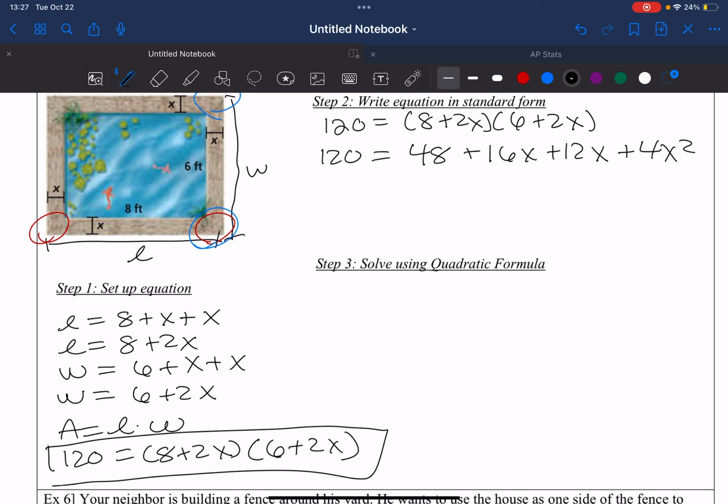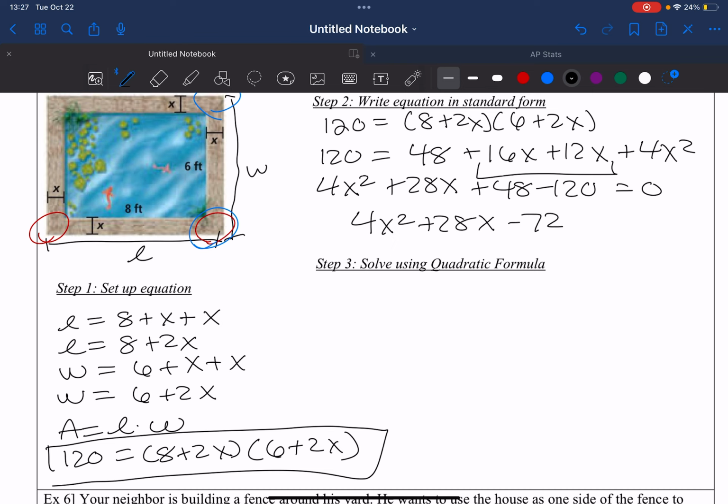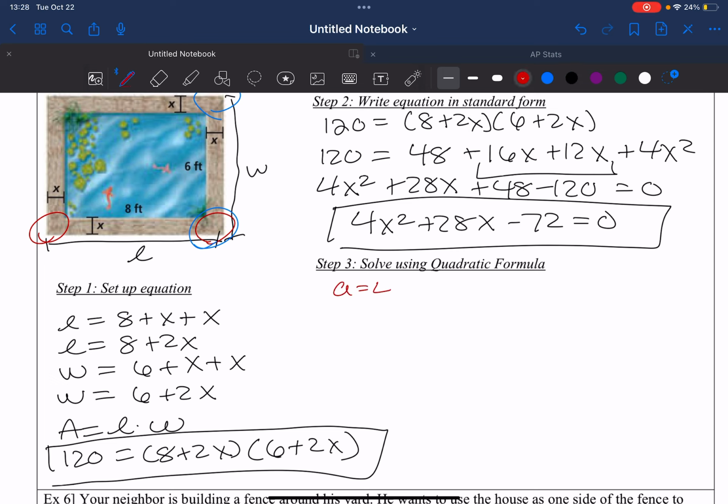Okay, I'm going to subtract the 120 over, so I have 4x squared, and then I'm going to add these like terms, plus 28x plus 48 minus 120 equals 0. So I'm left with 4x squared plus 28x minus 72 equals 0. That's the answer for step 2. And then in step 3, I'm going to use my a, b, and c. So a is equal to 4, b is equal to 28, and c is equal to negative 72 to find my answer using the quadratic formula.